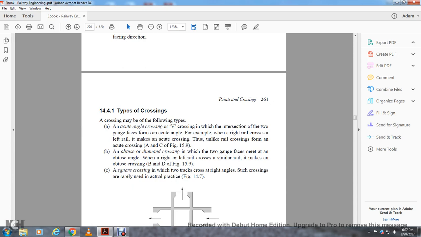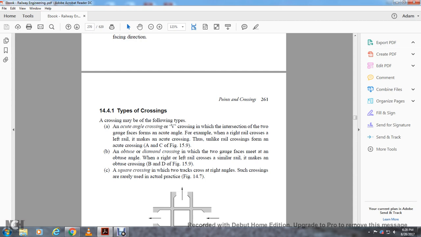14.4.1 Types of crossing. Crossings are made of the following types. An acute angle crossing, or V crossing, is an intersection of two gauge faces forming an acute angle. For example, the right rail crossing the left rail makes an acute crossing, A and C in figure 14.9. An obtuse or diamond crossing is one in which the two gauge faces meet at an obtuse angle, with the right and left rails crossing with the similar rail making the obtuse angles B and D in figure 14.9.